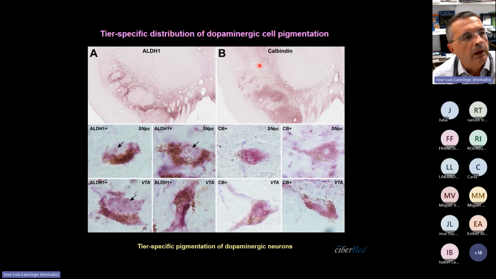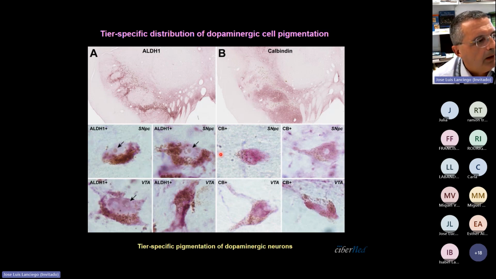So, even at low magnification, I hope you can see that there is a stripe of pigmented neurons that are located in the calbindin-poor area. So it seems that there's a preference for neuromelanin to be located in areas that don't have calbindin.